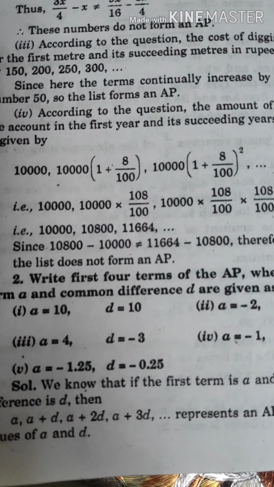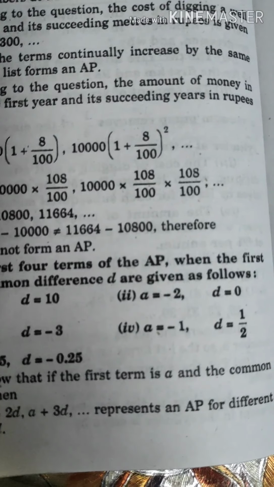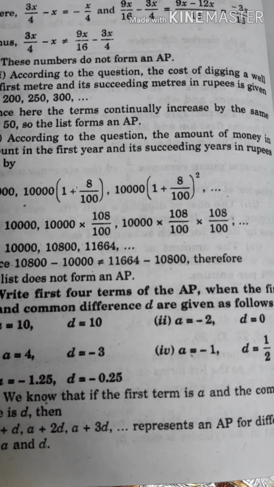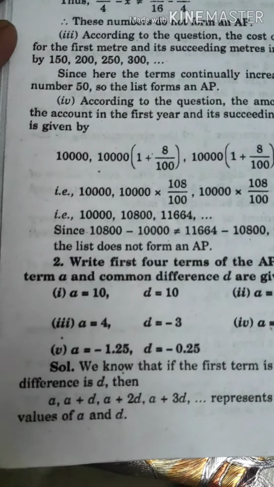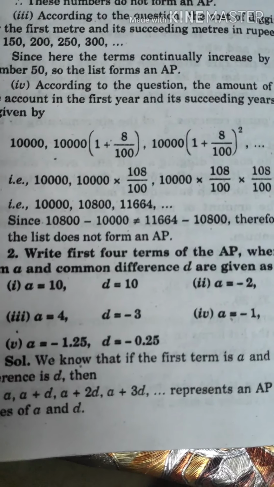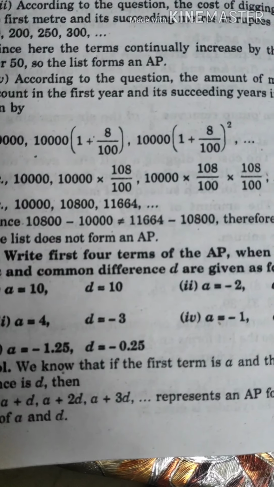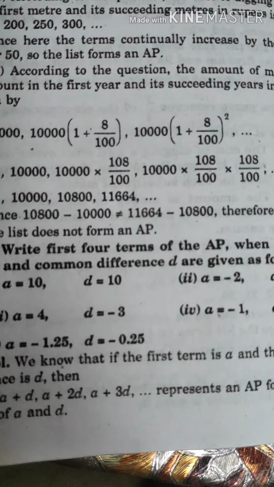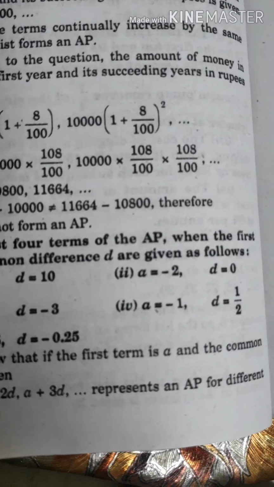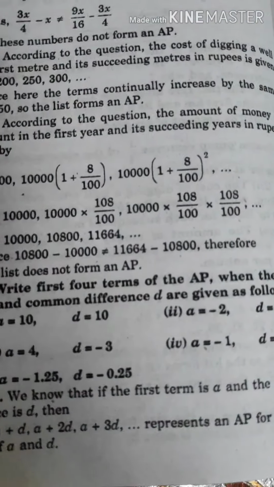Let us see the second question. Write the first 4 terms of the AP when the first term A and common difference D are given as follows. A is 10 and D is 10; A is minus 2 and D is 0. We know that if the first term is A and the common difference is D, then A, A plus D, A plus 2D, A plus 3D represents an AP for different values of A and D.